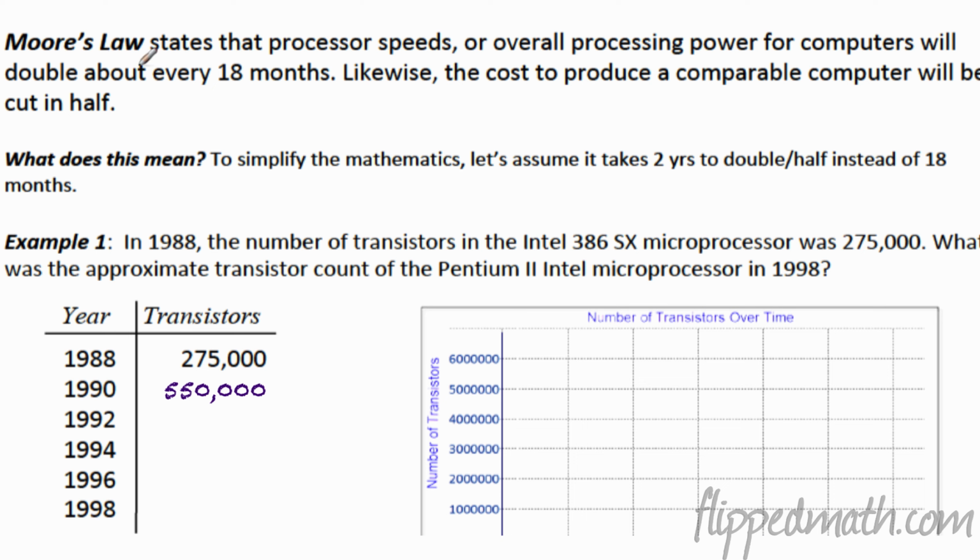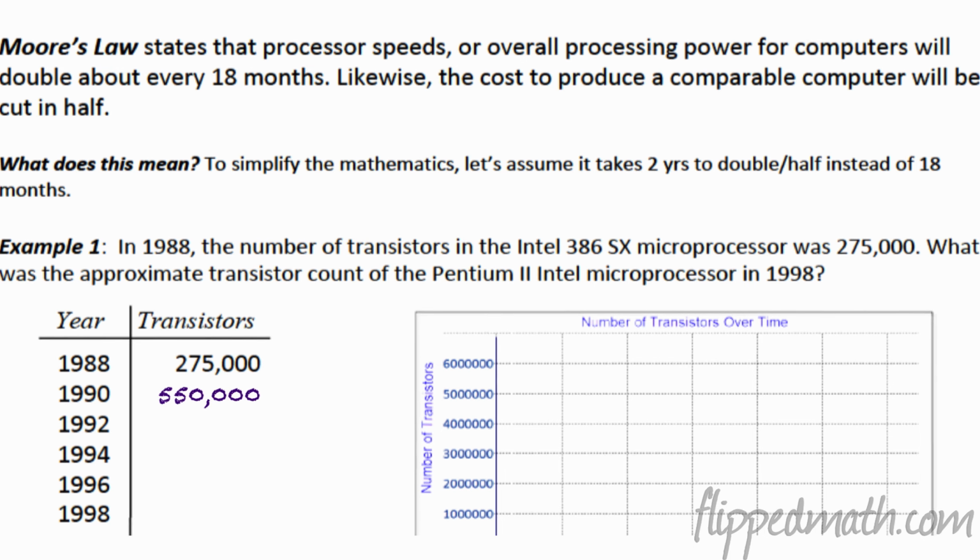So one of the most common examples that you guys can probably relate to is Moore's Law, written by Gordon Moore. He worked for IBM, very smart guy, and he figured out that the processor speeds, or the overall processing power for computers, doubles about every 18 months. That's crazy when you think about it. Twice as fast every 18 months. That's how much faster computers are getting. I mean, every 18 months, that's like a year and a half. And the flip side of it is that the cost to produce a comparable computer will be cut in half. Again, that's every 18 months.